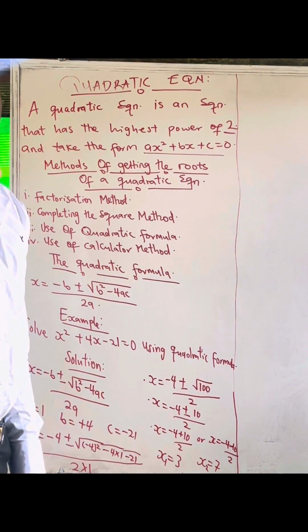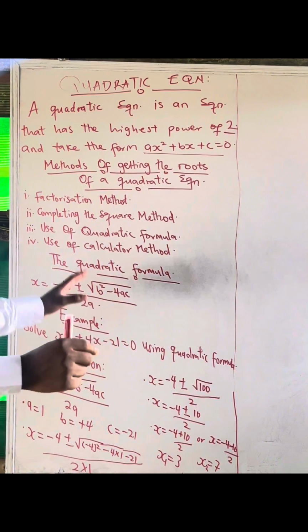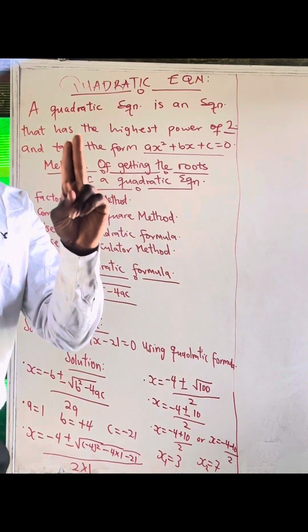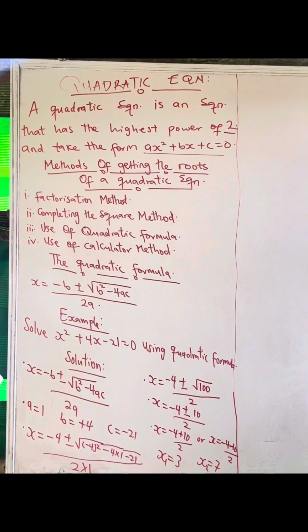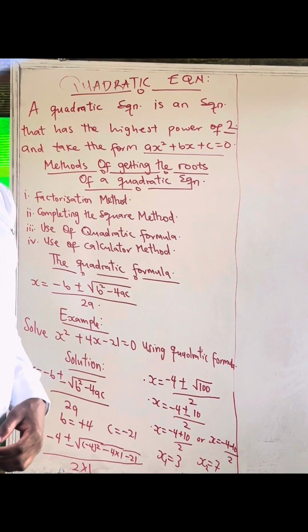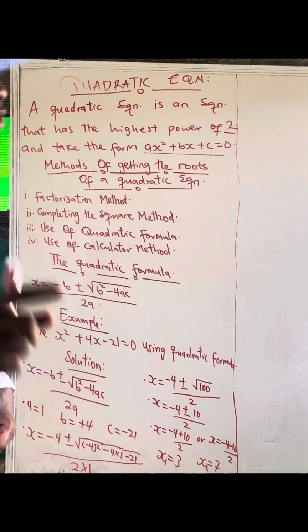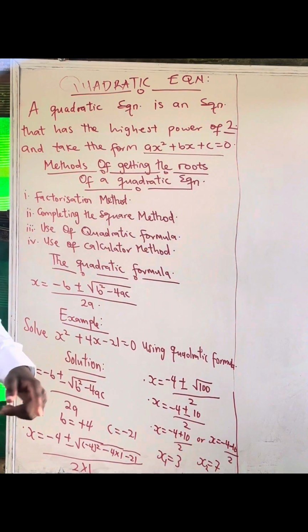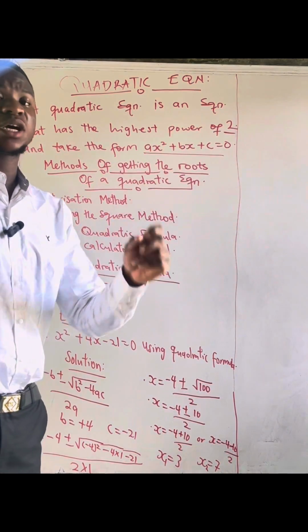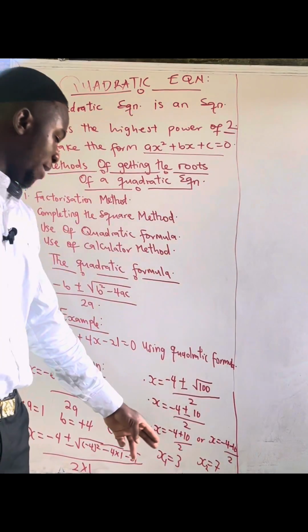So guys, listen. Whenever you have a quadratic equation, you must get two values. Whenever you are solving an equation, the number of values you are going to get depends on the highest power. If the highest power in this equation is 2, then you must get 2 values for x.